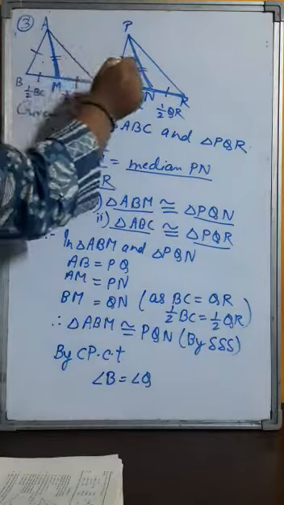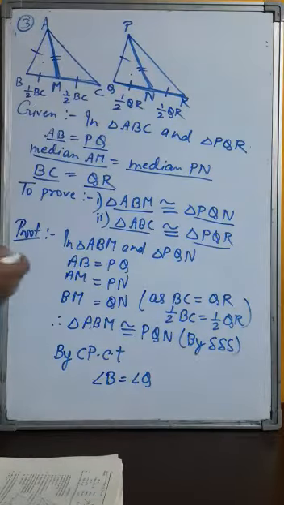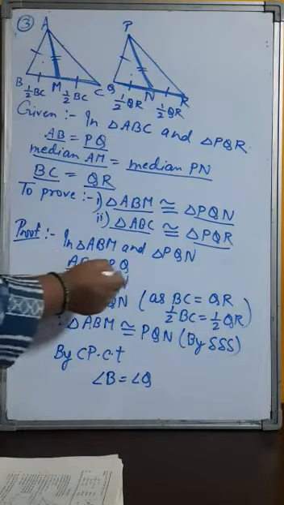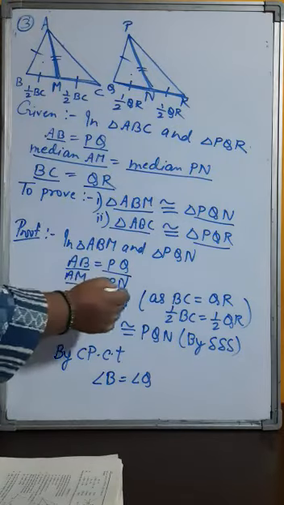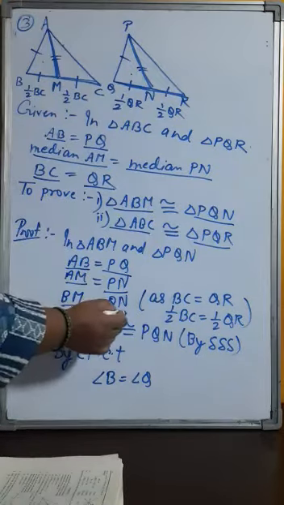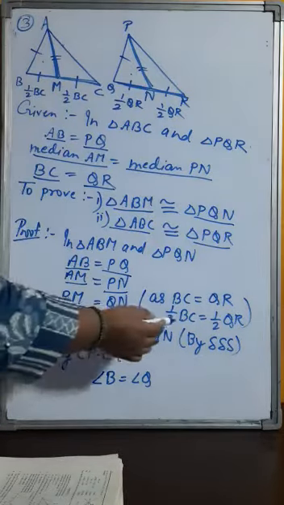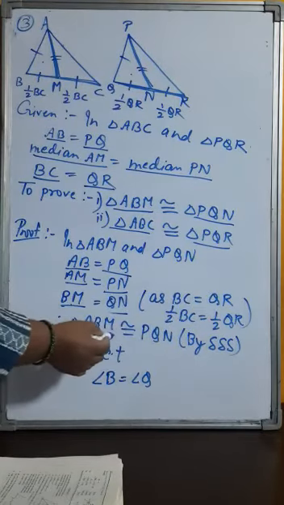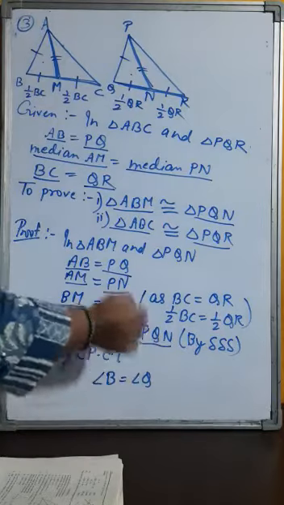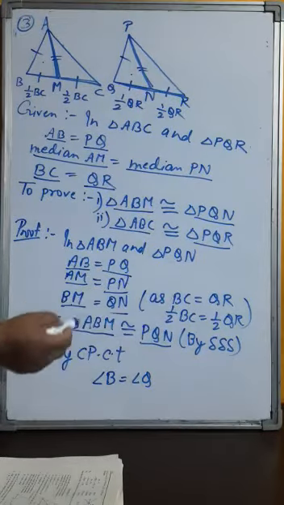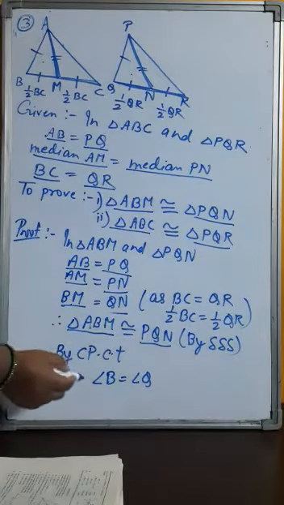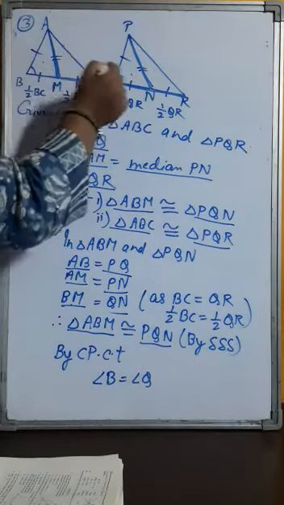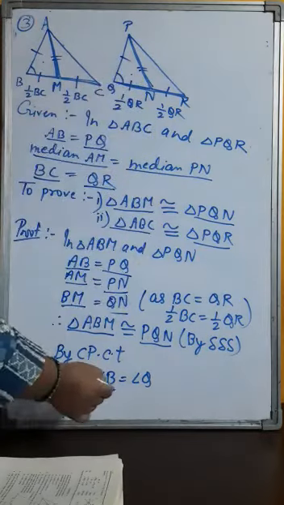Now these 2 triangles we can easily prove congruent by writing AB is equal to PQ, AM is equal to PN and BM is equal to QN, because BM is half of BC and QN is half of QR. So triangle ABM is congruent to triangle PQN by SSS. Now we can apply CPCT and we can write angle B is equal to angle Q.